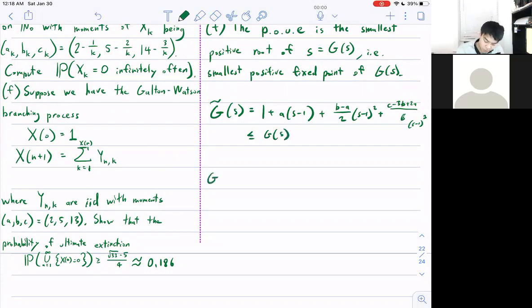Okay, so when we plug in the values into this expression, what do we get? I'm just looking at my solutions right here to write it out. We get that this is equal to 1 plus 2 times (s minus 1) plus 3 halves times (s minus 1) squared plus 1/3 times (s minus 1) cubed. So then we want to solve this.